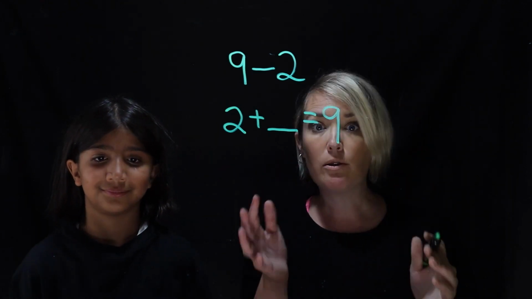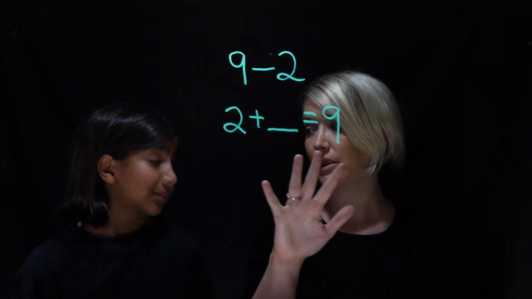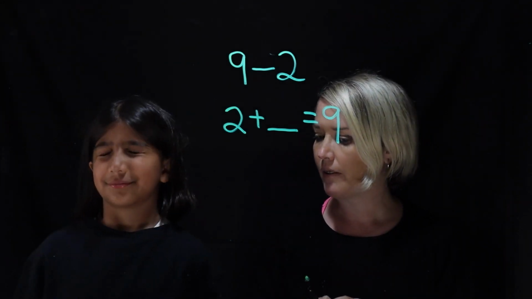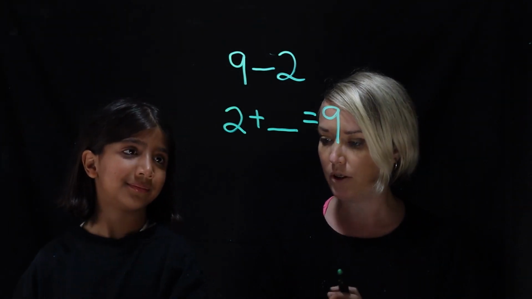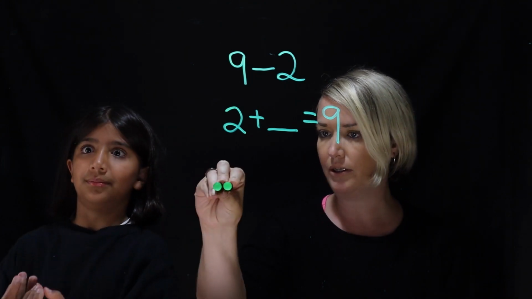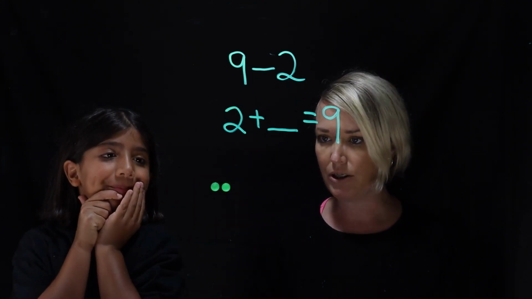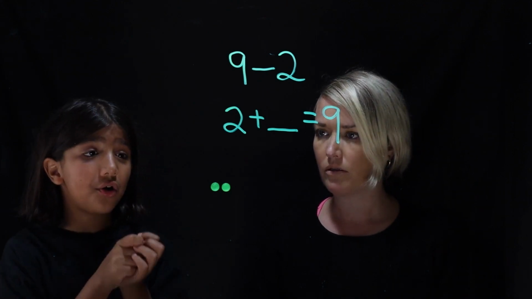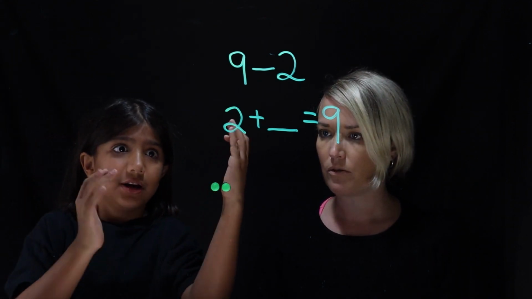Okay, so for every question that we do, though, we picture something in our head. So what do you start off picturing in your head for this one? 2. Okay, so just like this? Yes. Okay, then what do you do, Raha? Then I want to make 9. So, this is not 9 here.